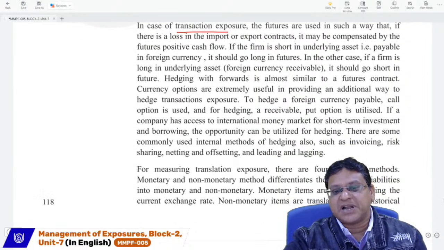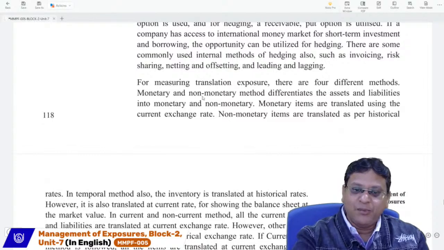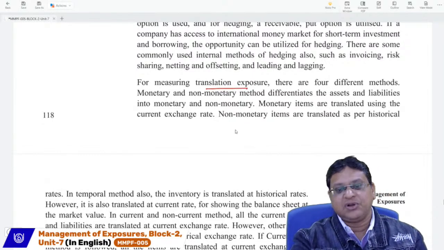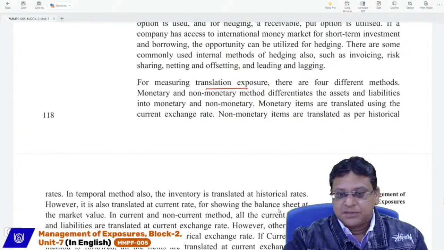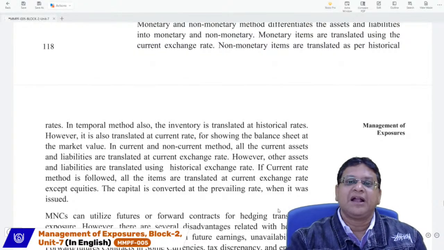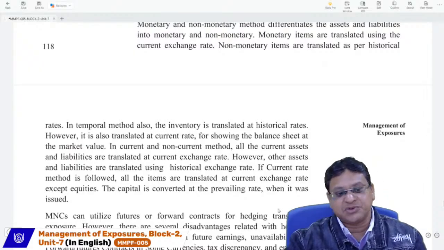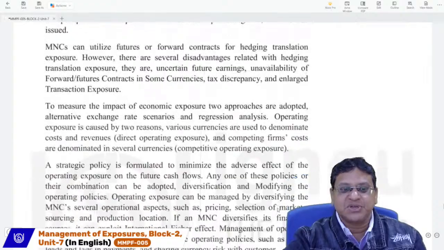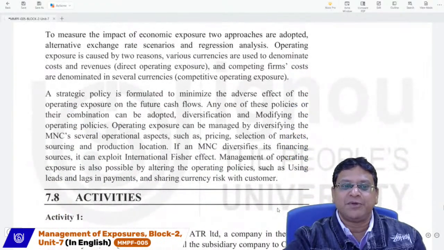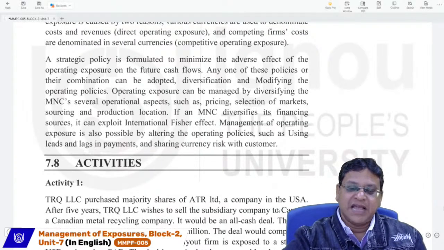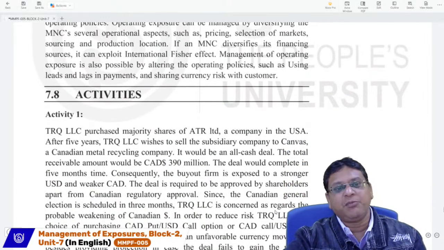Next, we have discussed translation exposure. It is an accounting exposure. Management of it requires certain precautions, why you should manage it and why you should not manage it. We have discussed all those things, and at last we have discussed operating exposure and how operating exposure can be managed by changing two important things, that is diversification and changing the policies.